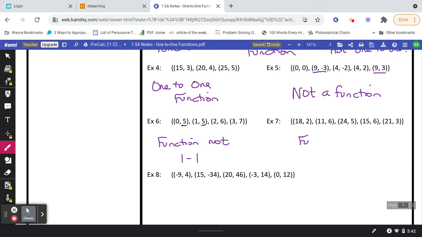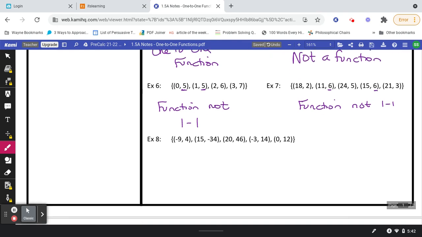Number 7 is a function. None of the x's repeat with different y's, but it is not a one-to-one function. You have a 6 here repeating in the y position. And number 8, this is a one-to-one function. None of your x's are repeating, and also none of your y's are repeating.